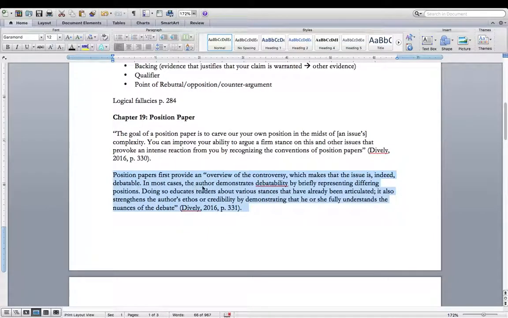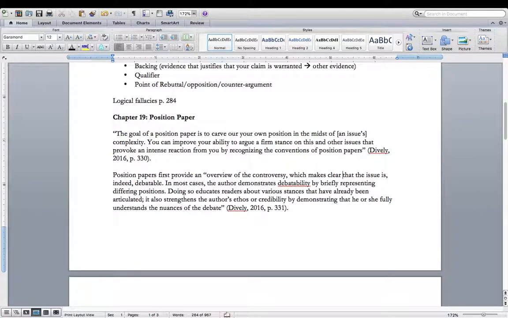But she talks about position papers first provide an overview of the controversy, which makes that the issue is indeed debatable. Did I quote that right? Now what page am I on? I'm glad I put the page number. Nope. This is why you always have to check your quotation. So, which makes clear that the issue is indeed debatable.